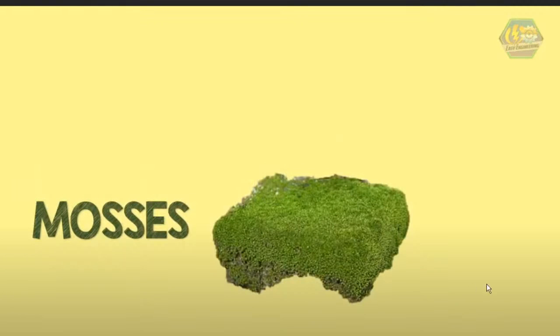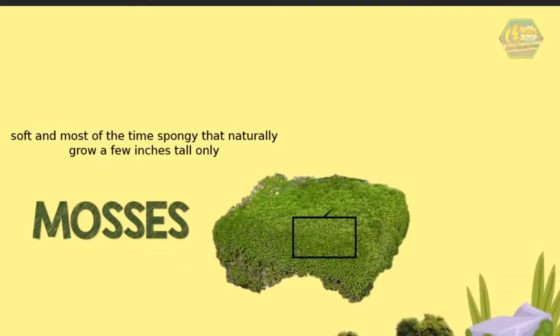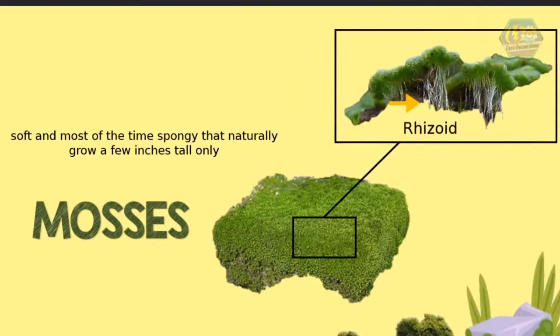Mosses are another plant that grows from spores. Remember, mosses in Spanish is musgo. They don't have roots. They have a system to hold on to the substrate. These are plants that are soft and most of the time spongy, that naturally grow only a few inches tall. They stick to rocks and soil by using what is called rhizoid or short growth.